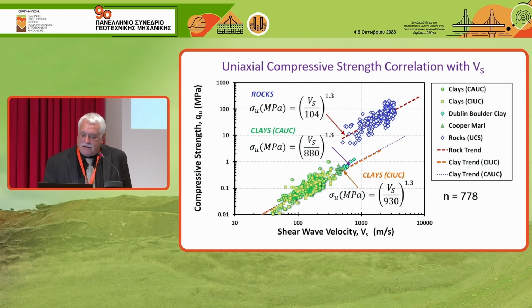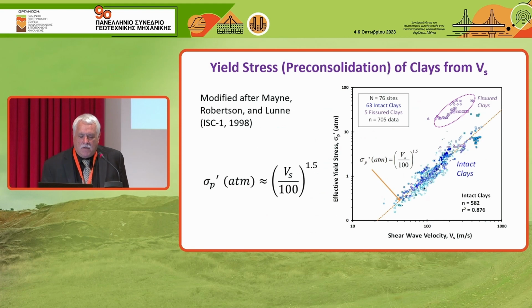We go from, I guess we added in some Cooper marl and some Dublin boulder clay just because they have fairly high shear wave velocities for very hard clays. You can look at pre-consolidation stress, and here this is modified after a paper I did with Peter Robertson and Tom Lunne. But as a first order estimate, if the clay is intact, the pre-consolidation stress in atmospheres is given by this simple equation. And again, you can see the step up.